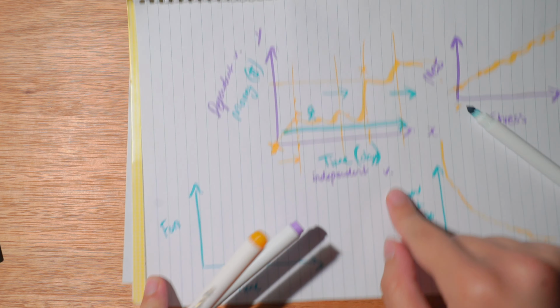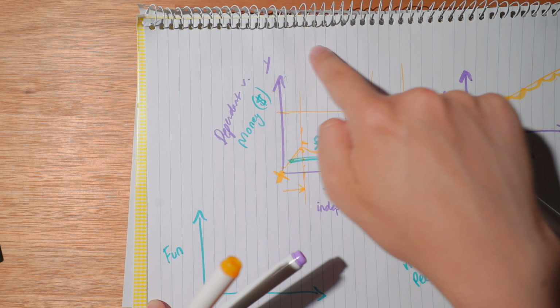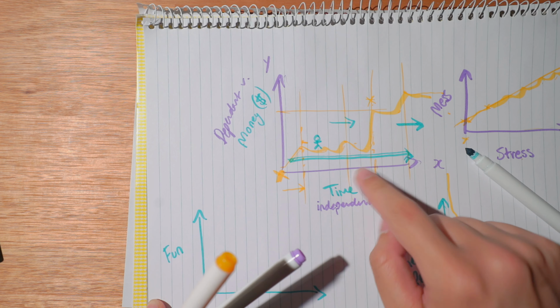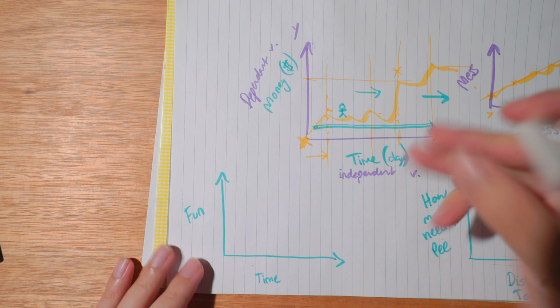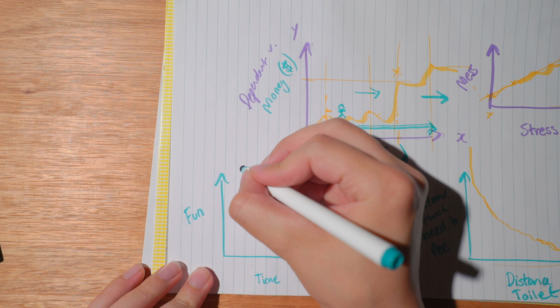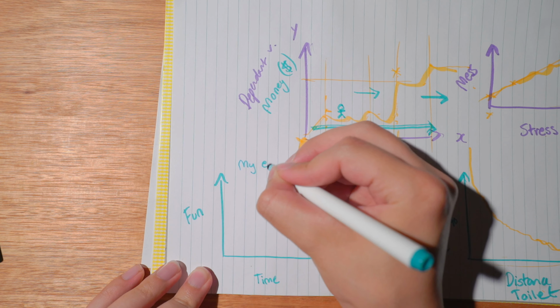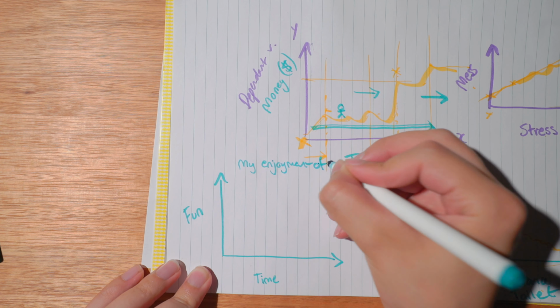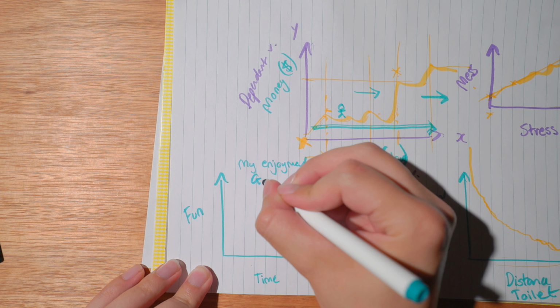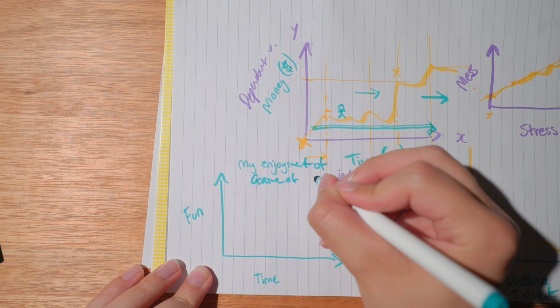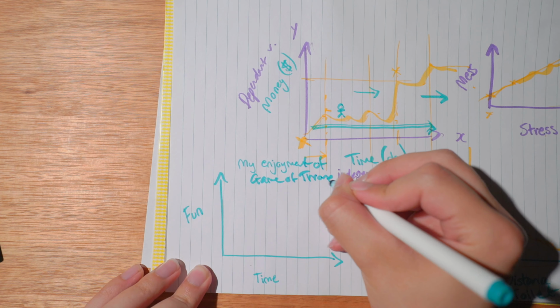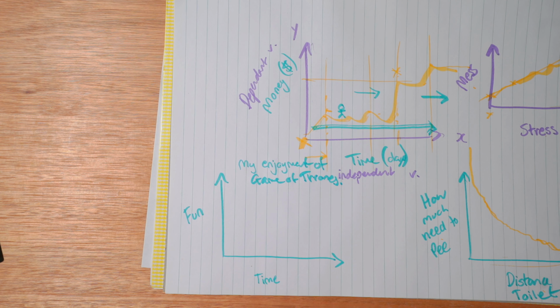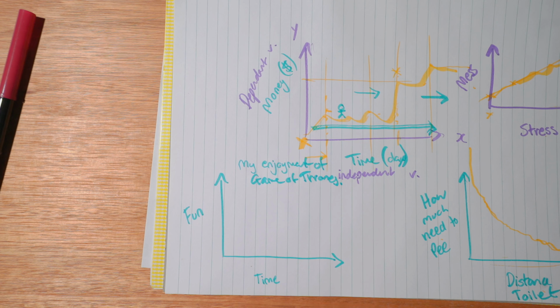For all these graphs, I actually should have written a title. So there should be a title here to give you some clue what's going on. This one here is going to be my enjoyment of Game of Thrones. All right, Game of Thrones, that TV show where everyone dies, rare, that one.